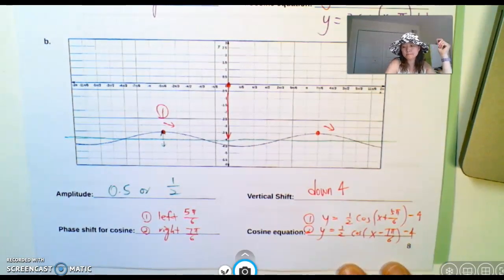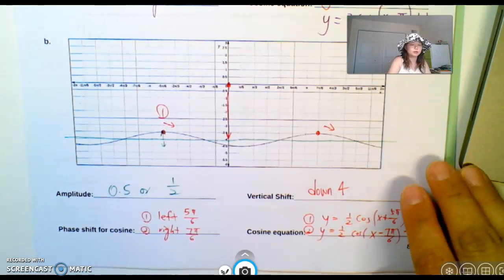See? Doesn't take that long now, does it? It just seems a lot easier now that you know what's going on.